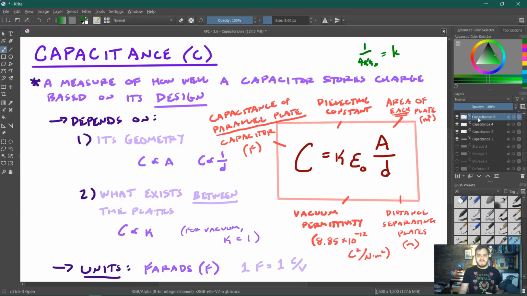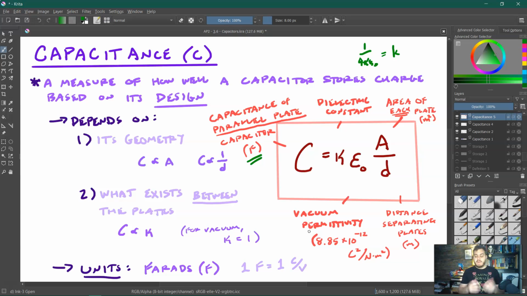And this is specifically the capacitance of a parallel plate capacitor. If we were looking at something more complicated, we would have to look at a different equation. And this is in units of farads, named for Michael Faraday, a very important physicist we'll learn about later. And these units in farads, remember, are 1 coulomb per volt. So a farad is 1 C over V. That tells us how many coulombs are stored per voltage across, based on the type of capacitor we have.